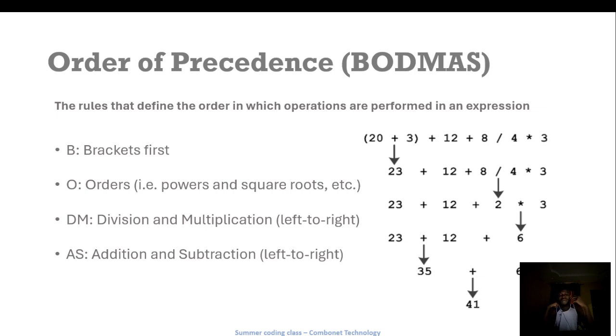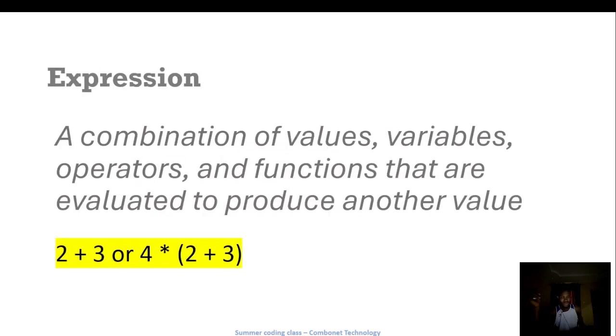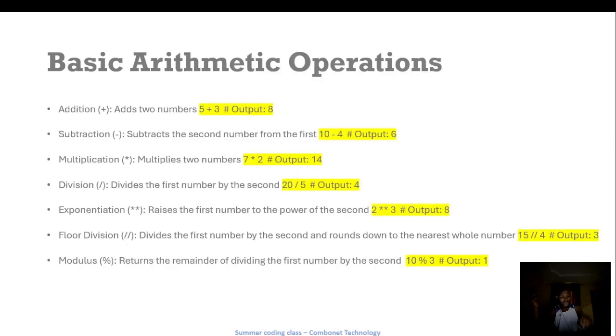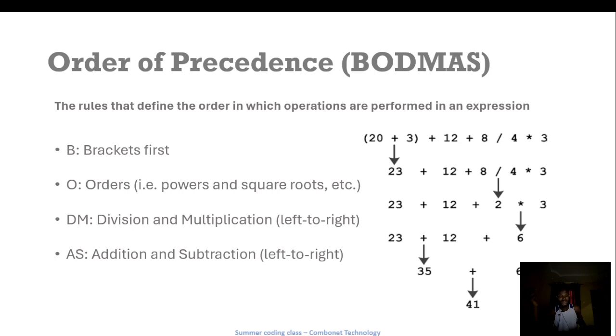The order of precedence is the rule that defines the order in which we perform the operations in an expression. Don't forget, an expression is the combination of values, variables, operators and functions that are evaluated. Evaluation is the process of simplifying an expression to a single value. So you can have a very long expression, and it will be simplified into a single value, right? That's the purpose.